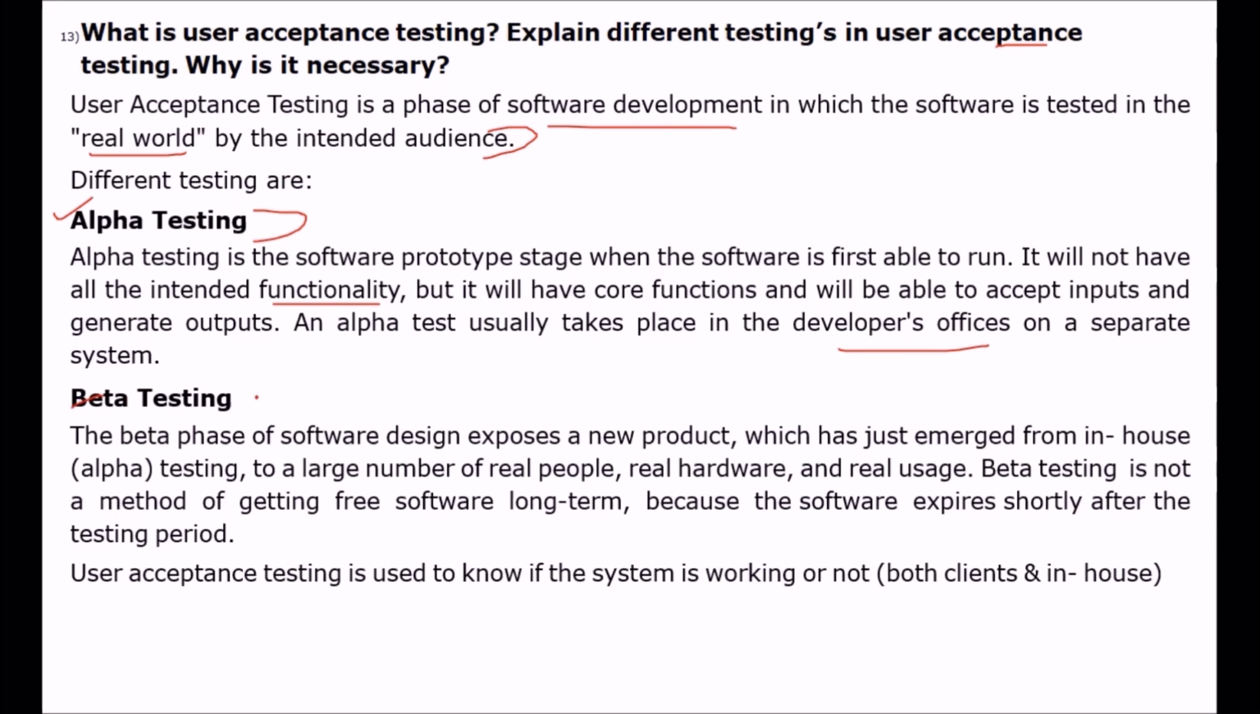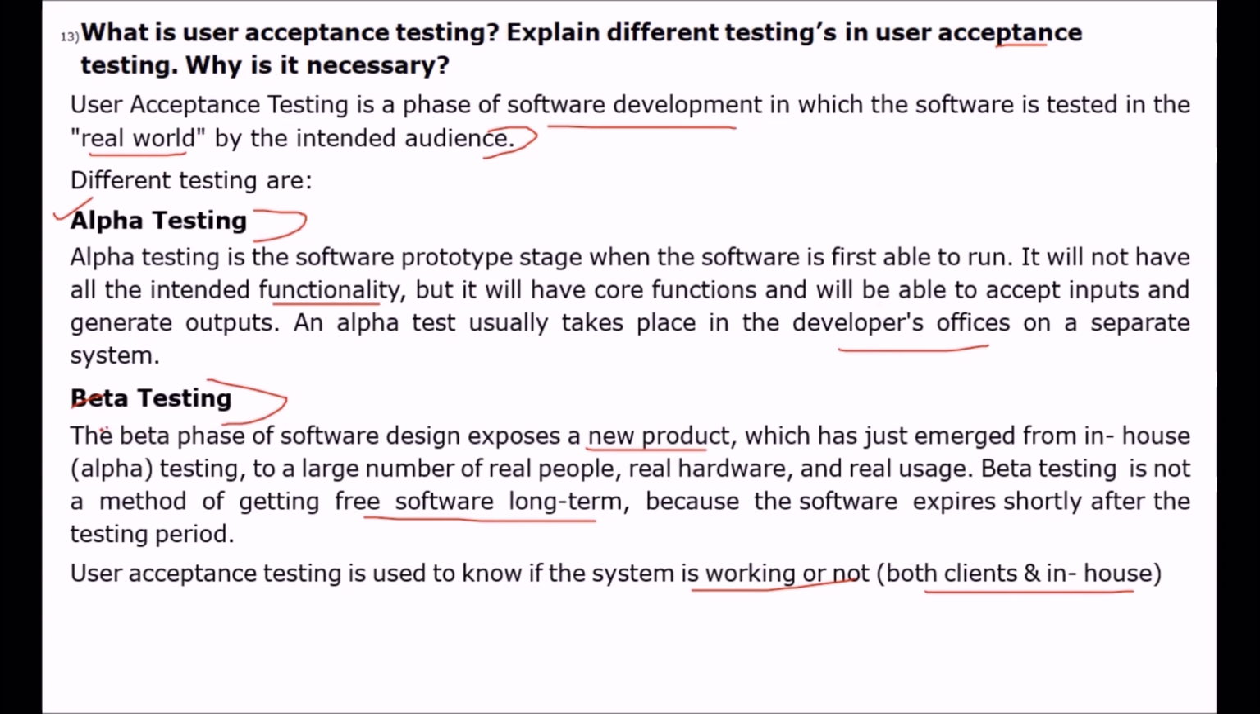Beta testing means the beta phase of a software design exposes a new product which has just emerged from in-house, that is alpha testing, to a large number of real people, real hardware and real usage. Beta testing is not a method of getting free software long term because the software expires shortly after the testing period. User acceptance testing is used to know if the system is working or not, both clients and in-house.